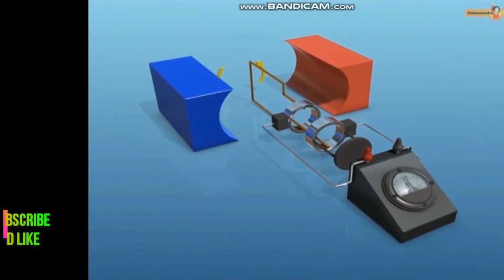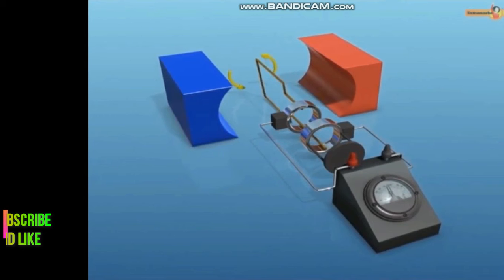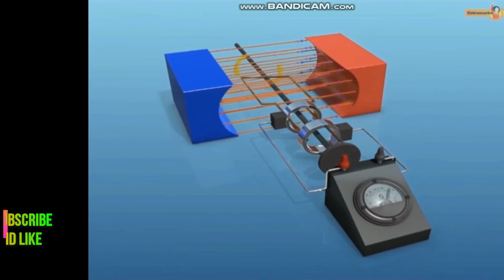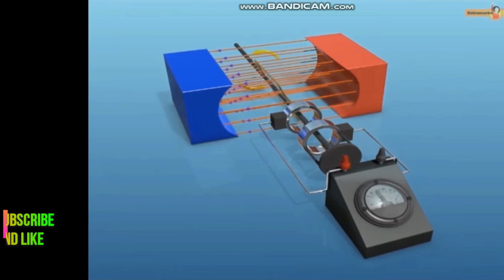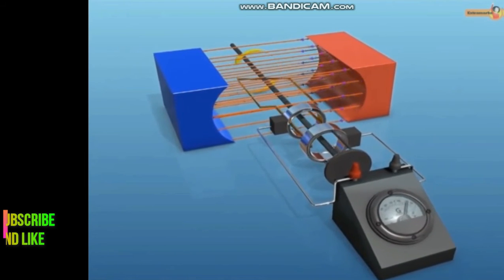Let's now see how it works. The armature keeps on changing its relative position with respect to the magnetic field as it rotates about an axis perpendicular to the field. Therefore, the flux linked with the coil keeps on changing with time. As a result, an EMF is induced. This in turn induces an electric current in the coil.